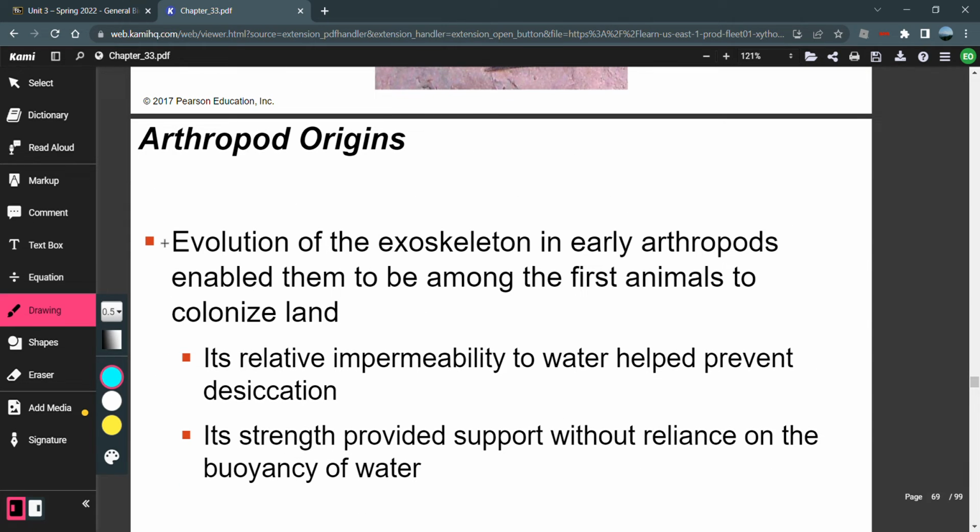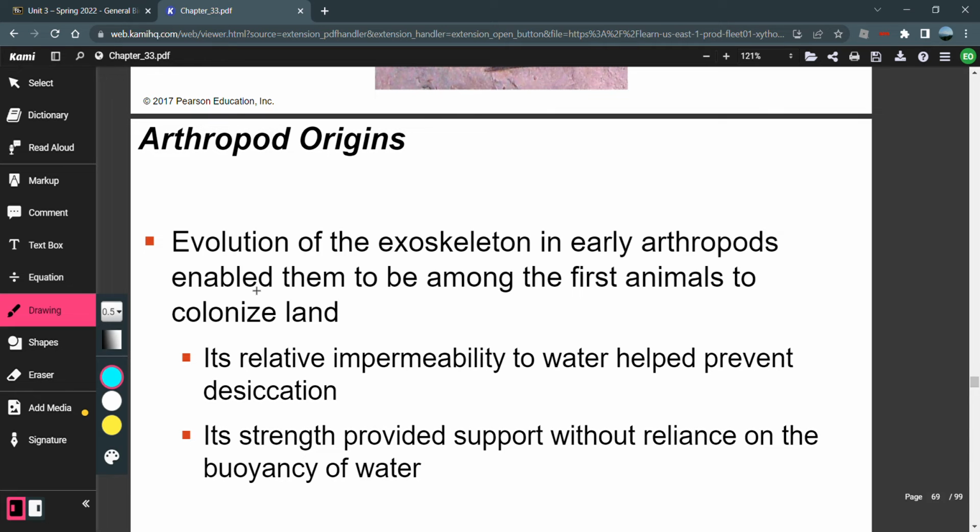So let's talk about their origins for a bit. The evolution of their exoskeleton allowed arthropods to colonize land because this helped prevent arthropods from desiccating, meaning from drying up, from losing their moisture. And it also provided support without the reliance on the buoyancy of water. You know, whales, for example, are huge and they rely on the buoyancy of water. They are allowed to float to support their weight, and that's how whales move.